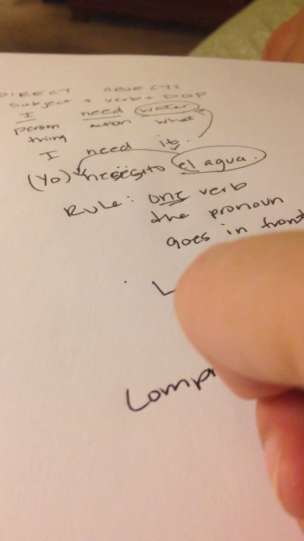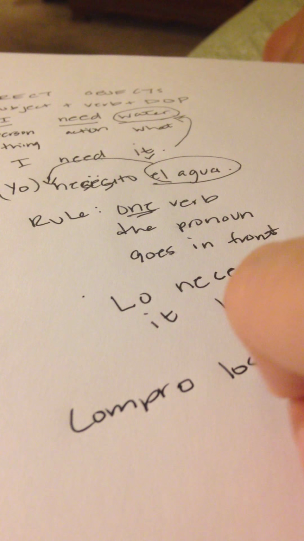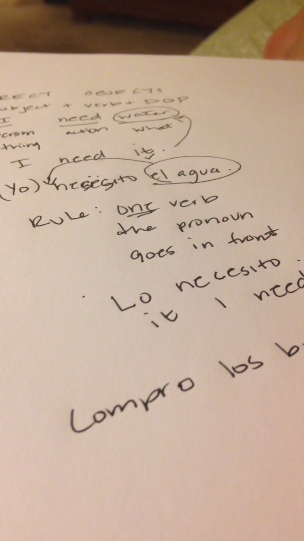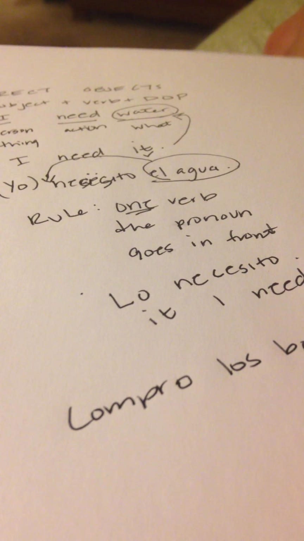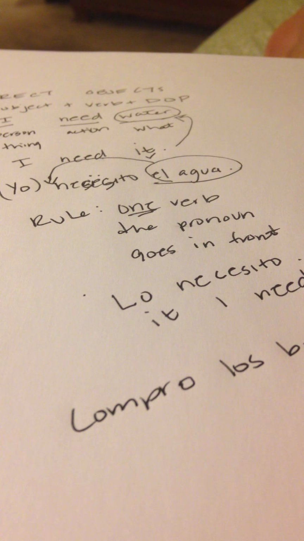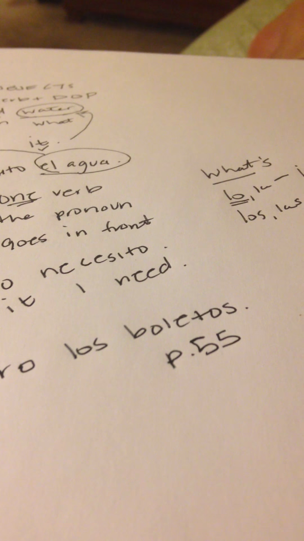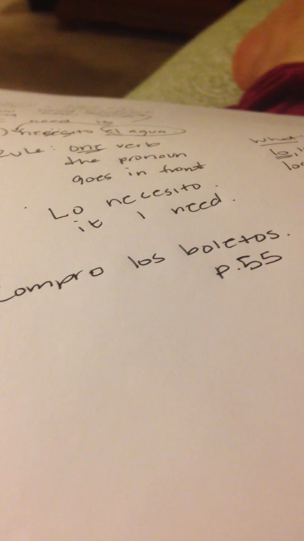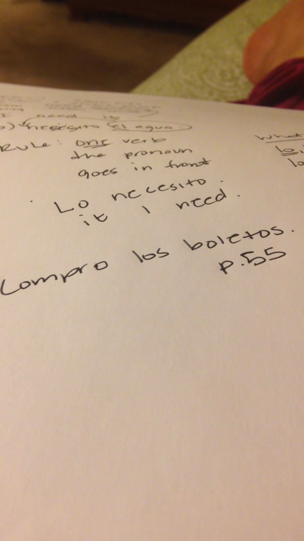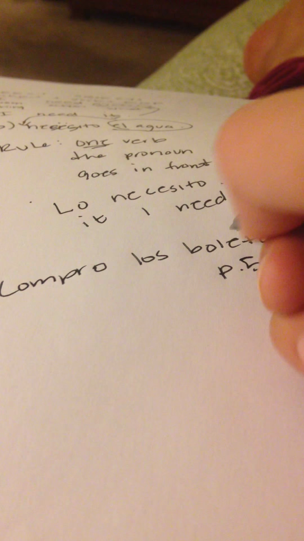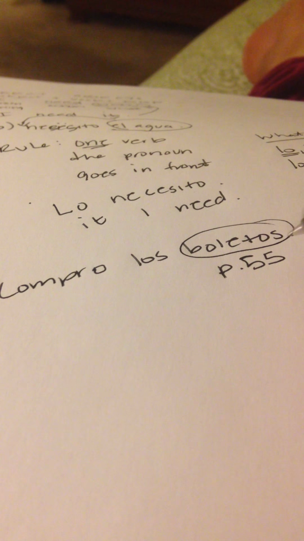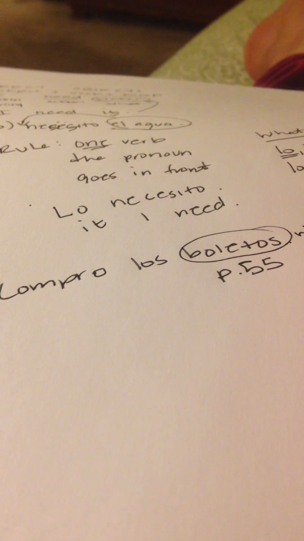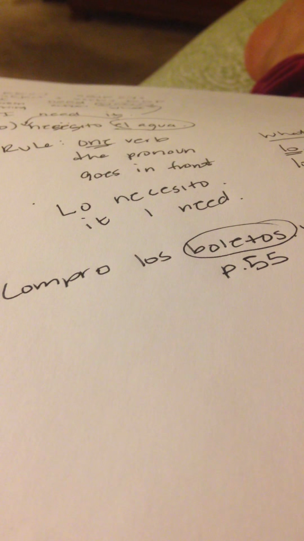So, compro los boletos. Okay, that's on page 55. So on page 55, you need to know your vocab. So I buy the tickets, you realize, oh, I want to circle this. This is my what of the sentence. This is my direct object of the sentence.